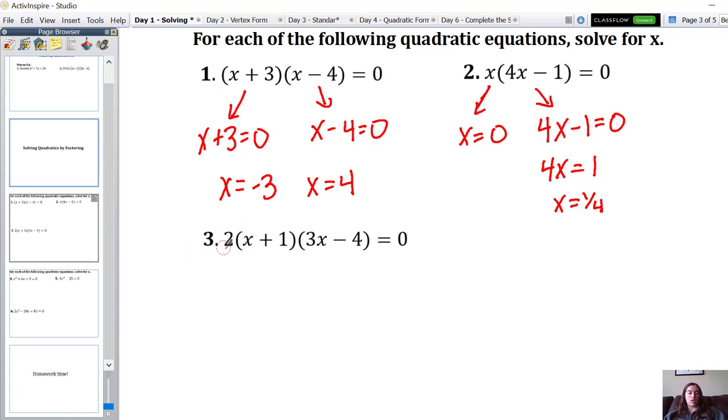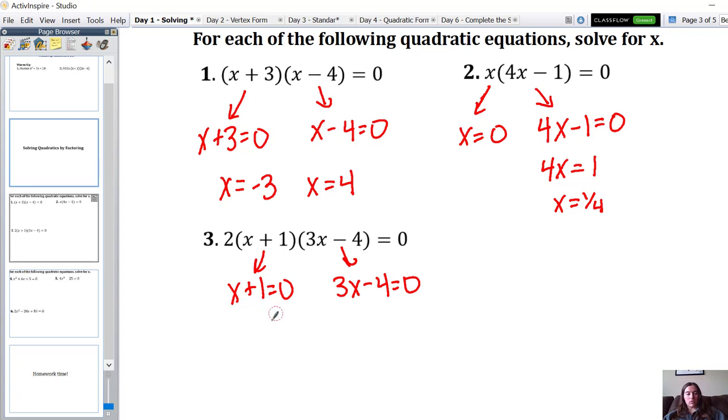In number 3, we have this 2 out front. It doesn't have a term with x in it, so for right now, we don't need to do anything with it. We're just looking at the two terms that have x in them. So first we have x plus 1 equal to 0. Then we have 3x minus 4 equal to 0. Again, we're not going to do anything with this coefficient because it doesn't have x with it.